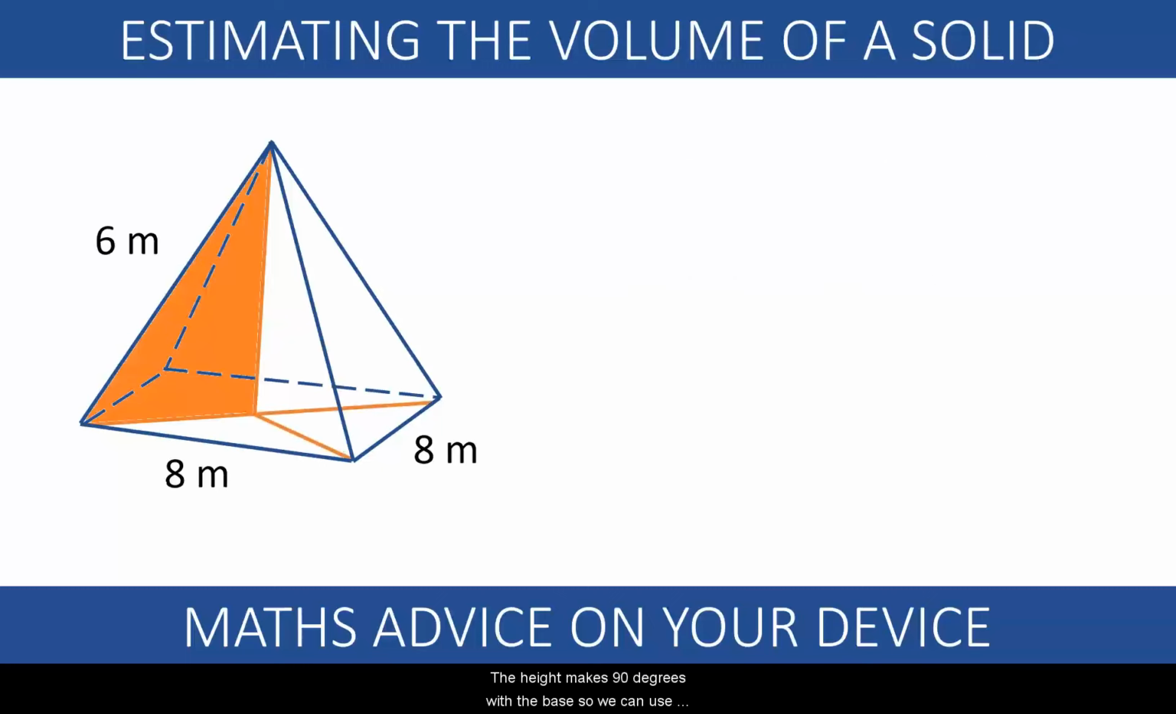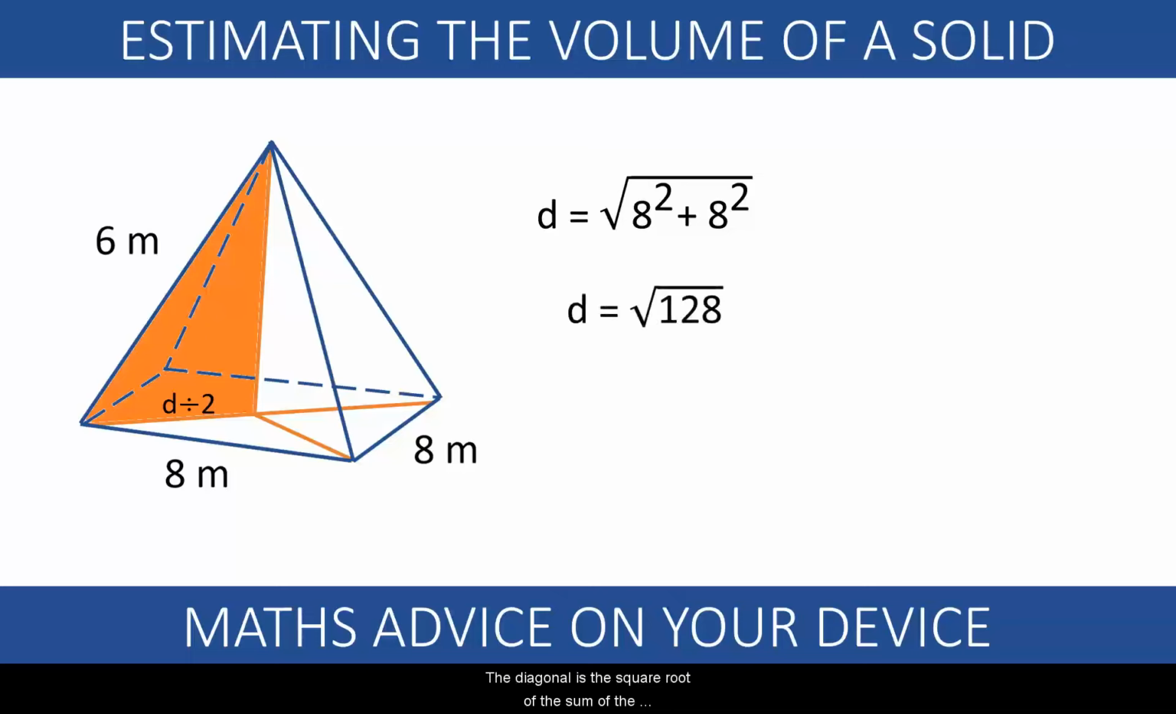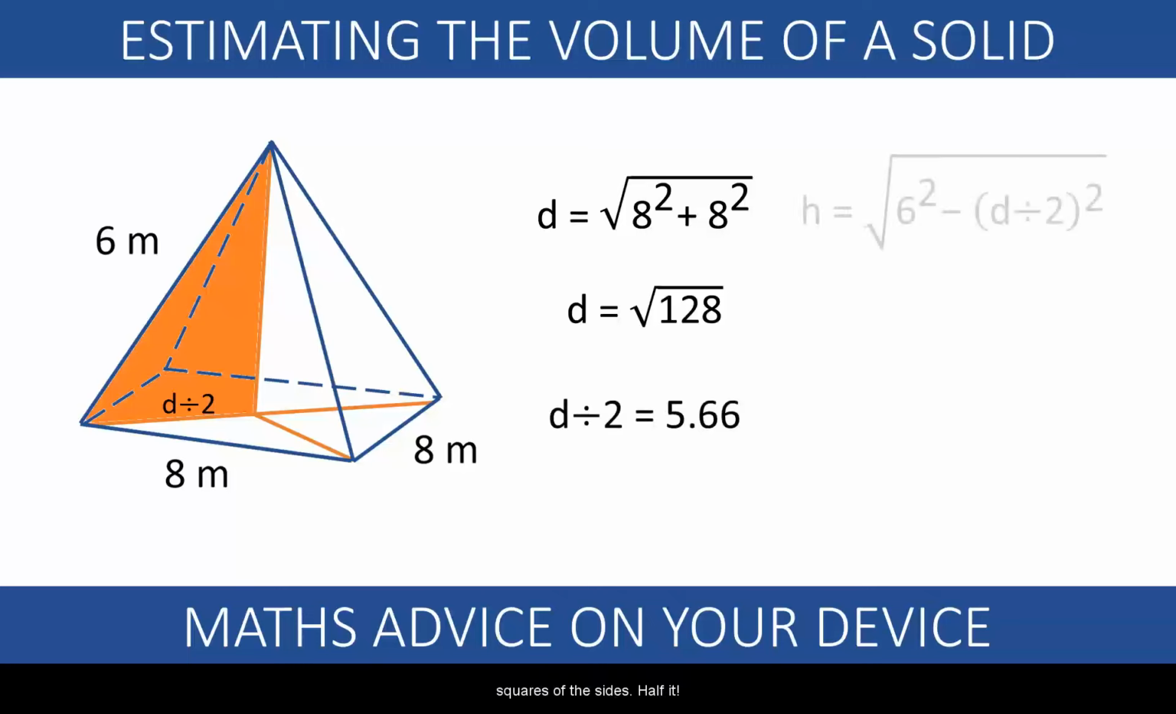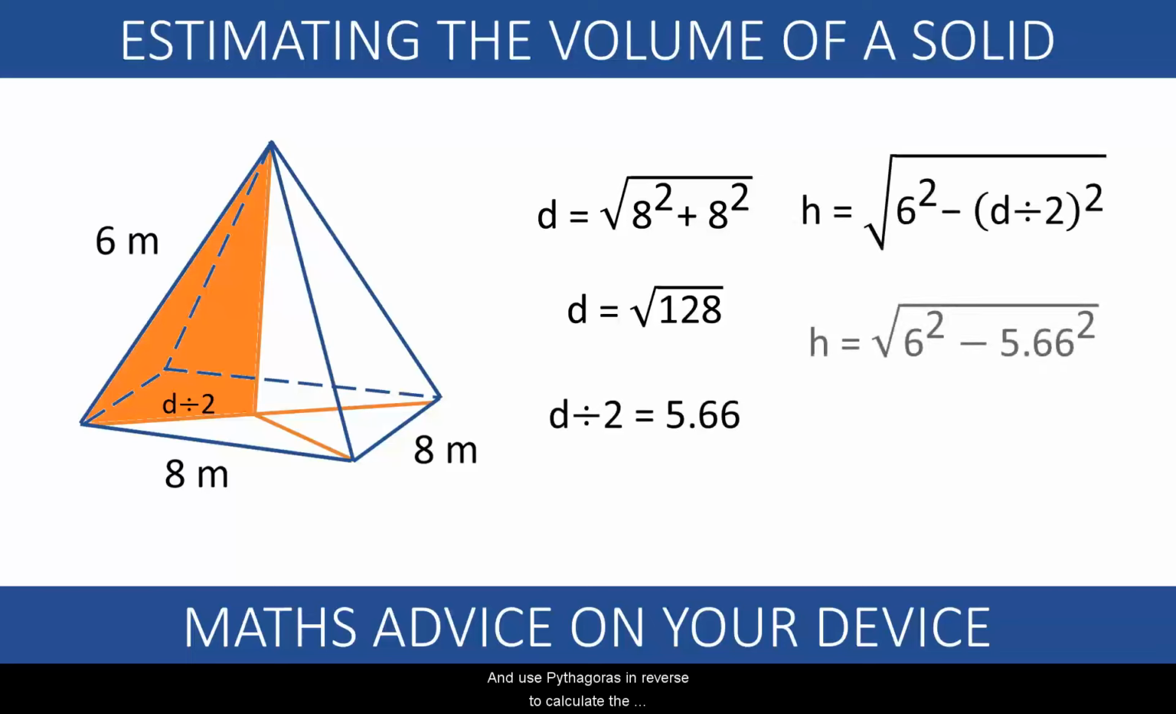The height makes 90 degrees with the base, so we can use Pythagoras with hypotenuse 6 meters and short side equal to half of the diagonal of the square. The diagonal is the square root of the sum of the squares of the two sides. So now you have it, and use Pythagoras in reverse to calculate the height as one of the short sides.